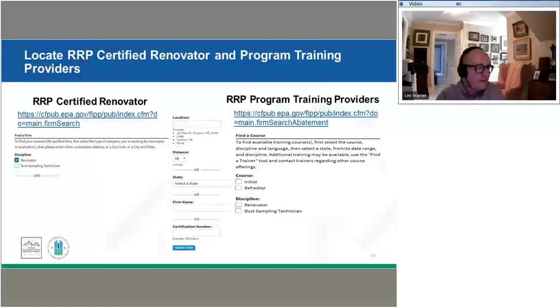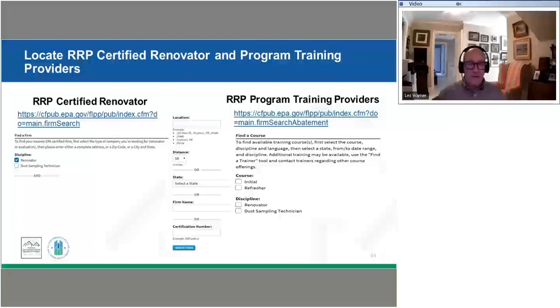So how do we identify when we need an RRP certified contractor? How are we going to find them? Again, our EPA website will allow us to do a search on that, also to be able to identify where those training programs are.